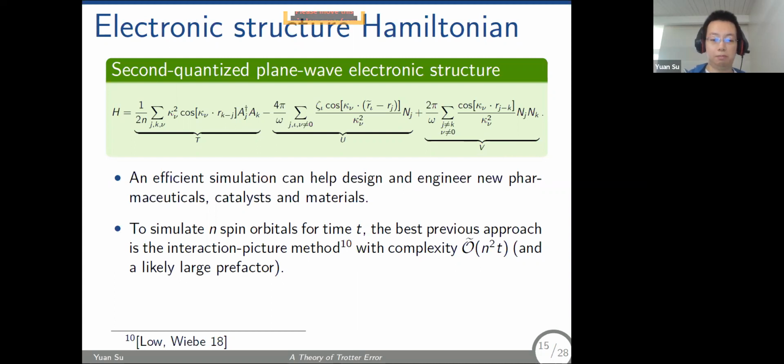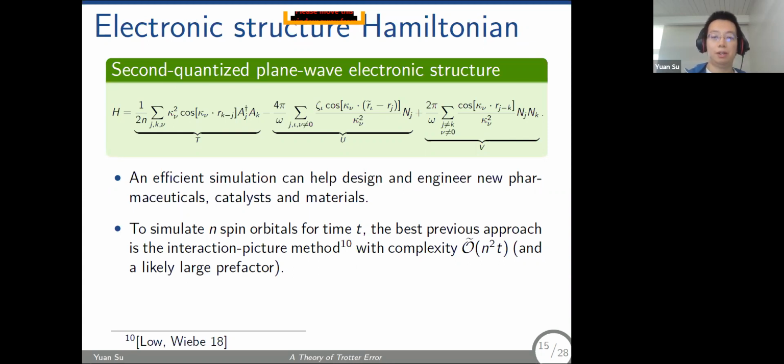But the downside will be that their algorithm is complicated. People believe that if you actually implement that algorithm using quantum circuits, you probably will have a large prefactor in terms of the gate complexity. But of course, the natural question would be to ask what happens if you want to use product formula.